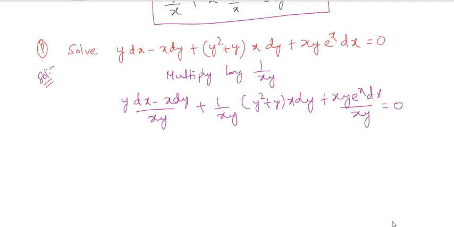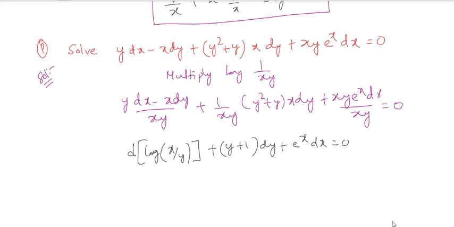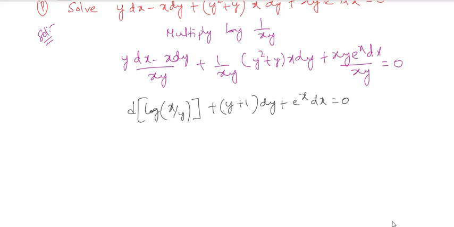So now this directly I can replace. (y dx minus x dy) by xy, I can replace as the differentiation of log of x by y. This x will get cancelled, y also will get cancelled. So the rest will be, take y as common, so those two will get cancelled, y plus 1 into dy will be there. Then plus, this x will get cancelled, e to the power of x into dx will be there, which is equivalent to 0. Am I correct or not? So now what I will do? I will go for integration on both sides, and you will have a solution for this.